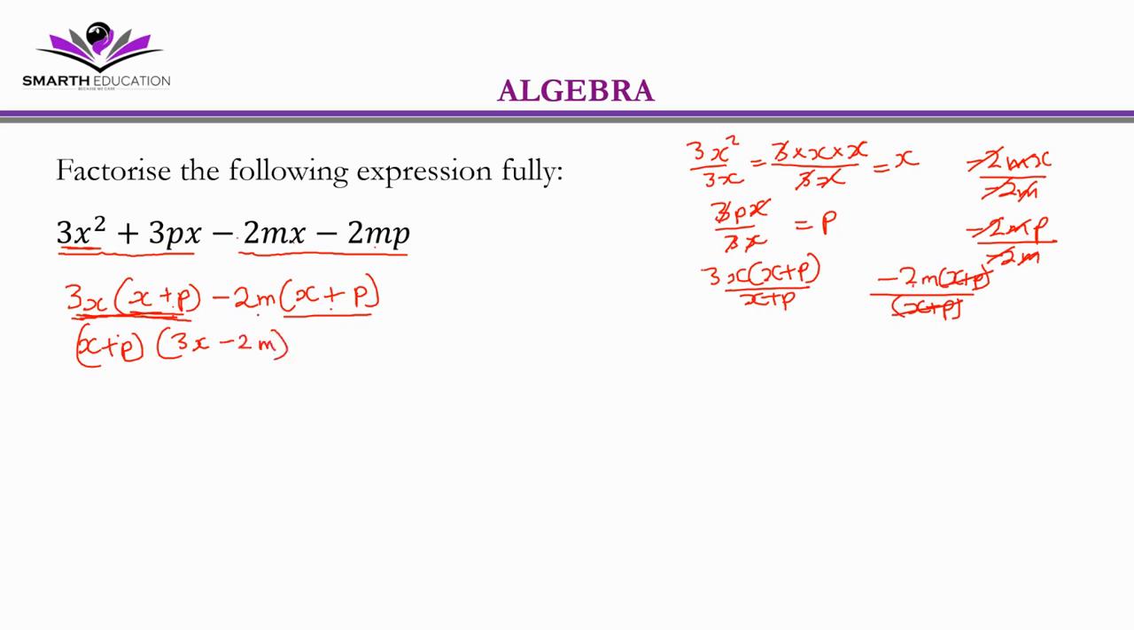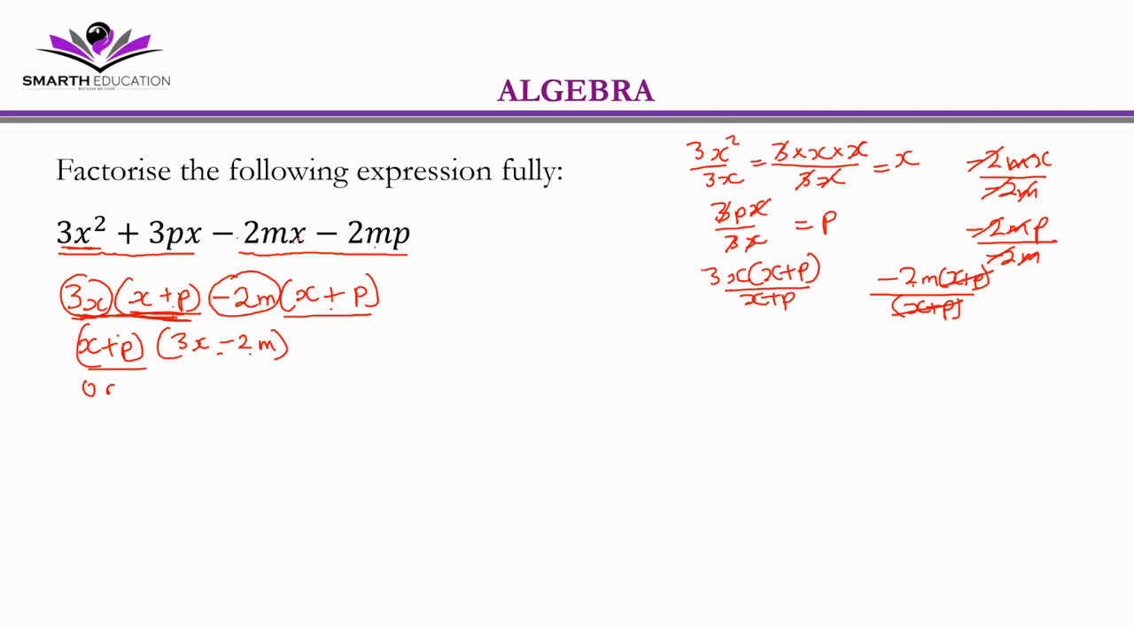Okay. Some people just say we take the common bracket, which is x plus p, and write it there. And then you take this term, and then form your second bracket. Just do it the other way, or we factorize like this.